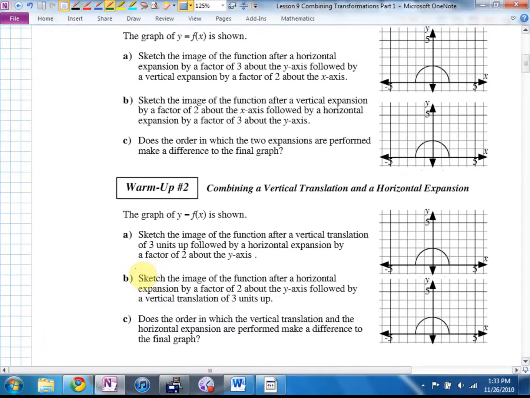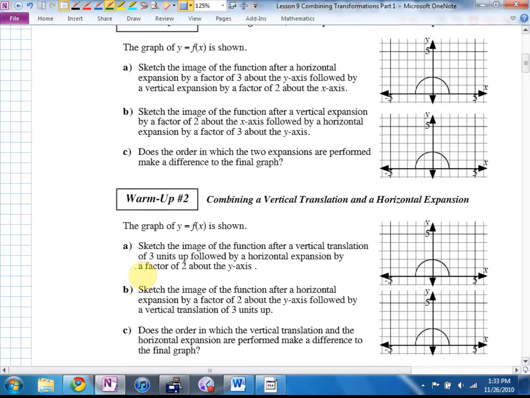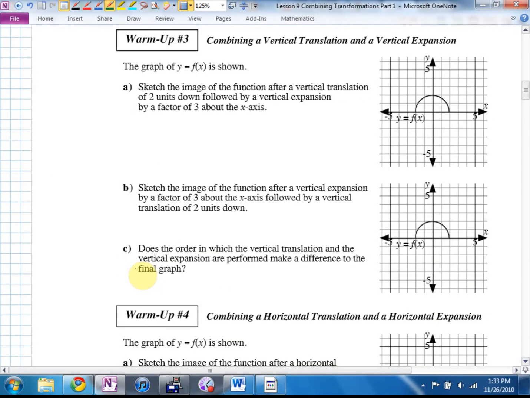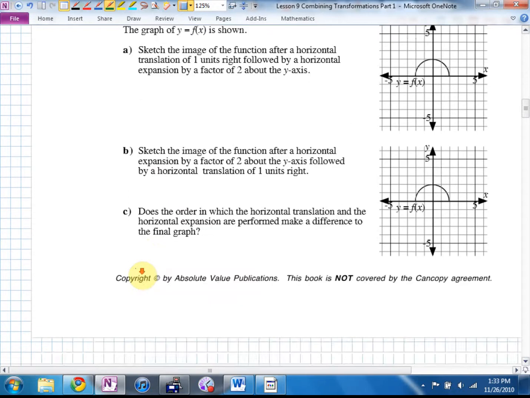Warm-up number 1 and 2 are doing what I just did in front of you with Jake. They want you to realize, hey, there's a problem. The order makes a difference. Same with warm-up number 3. Same with warm-up number 4.